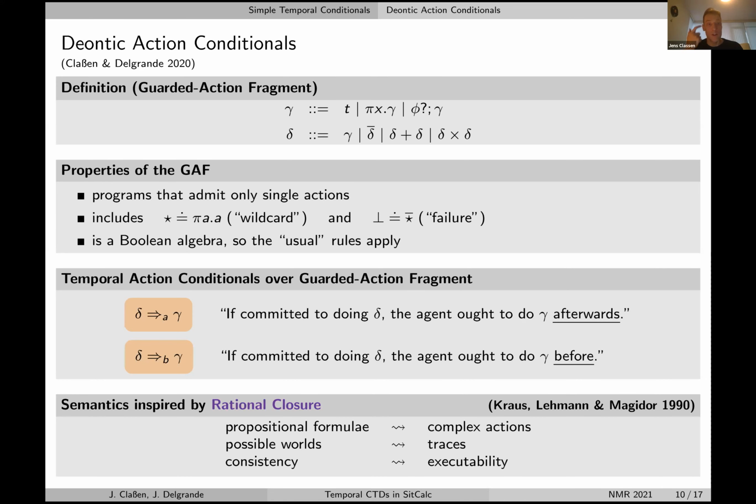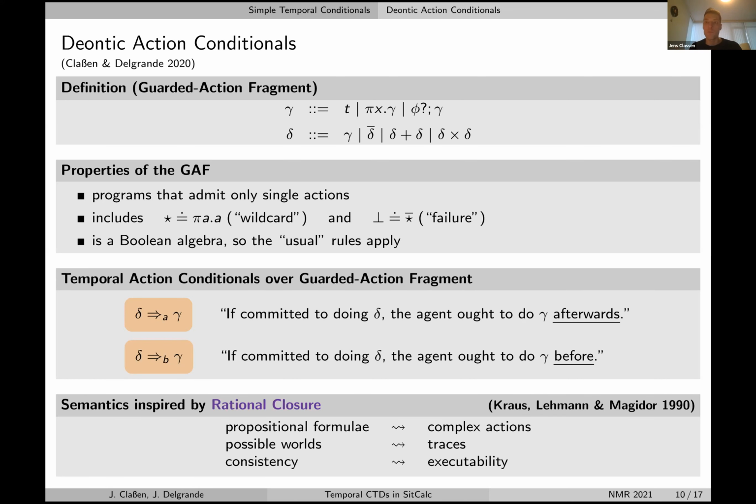And so in the aforementioned KR 2020 paper that we had, we proposed another approach where we basically use conditionals over a certain subset of programs called the guarded action fragment, which basically is a fragment that only admits single actions, if any. And we have two types of conditionals saying, if you're doing delta, then you ought to do gamma afterwards, or a similar one to say you ought to do gamma before. And we presented a semantics that is inspired by rational closure.